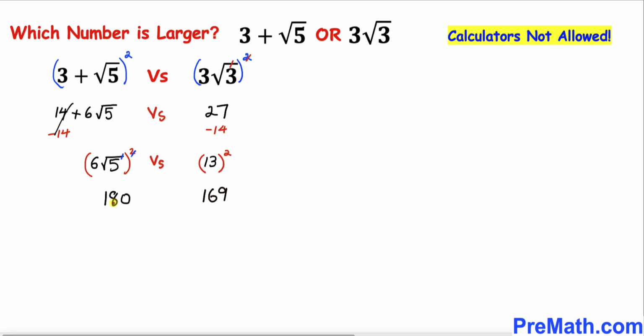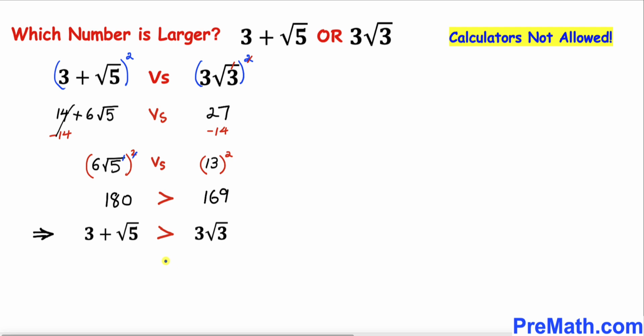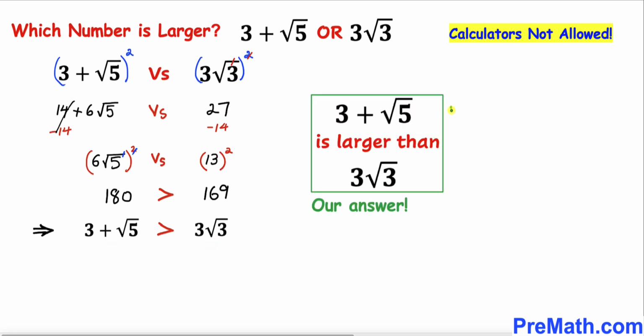And now we can see 180 is larger than 169. So therefore we conclude that this original number on the left hand side is larger than this number. So thus we conclude that 3 plus square root of 5 is larger than 3 times square root of 3.